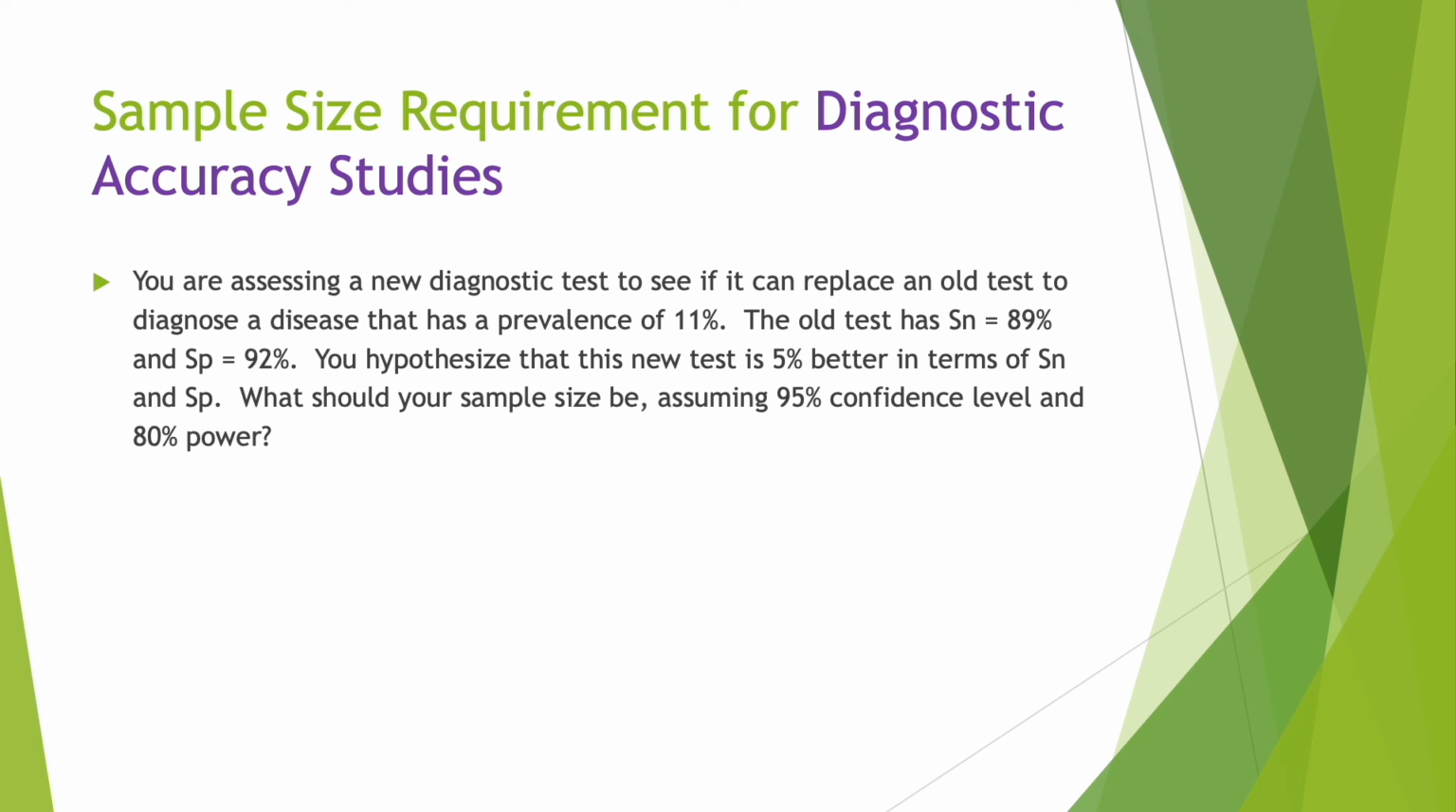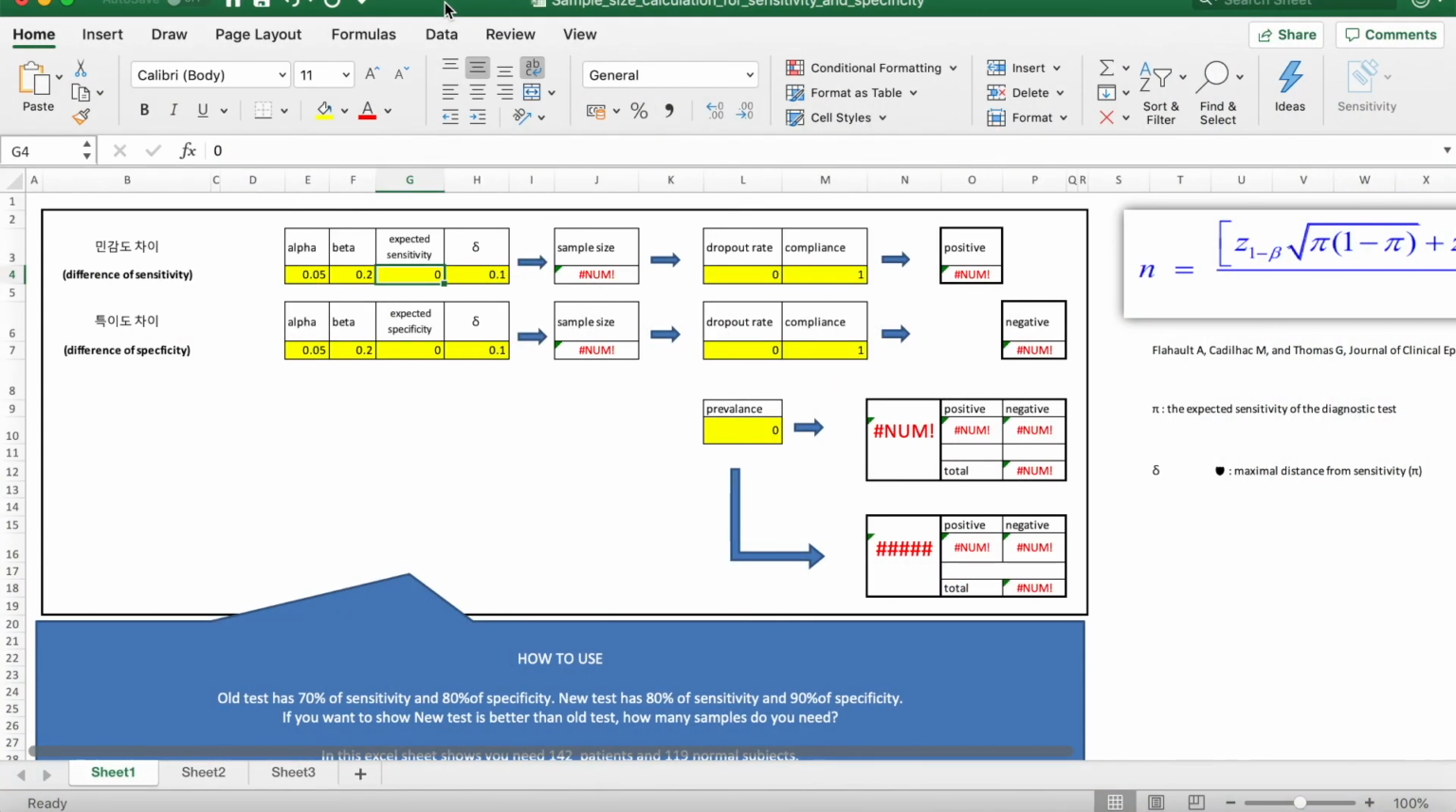Now, in this scenario, we are provided with the desired confidence level and power, and we have the sensitivity and specificity measures of the old test. And just as important, we have the prevalence of the disease as well. Okay, so here's the Excel file when you open it. As you'll notice in this calculator, the confidence level and the power are both default at 95% and 80% respectively.